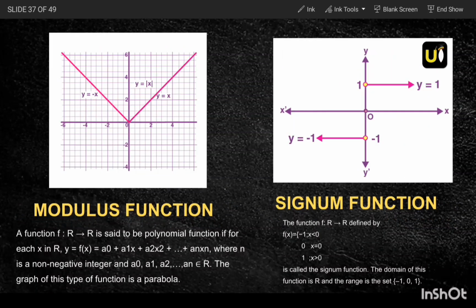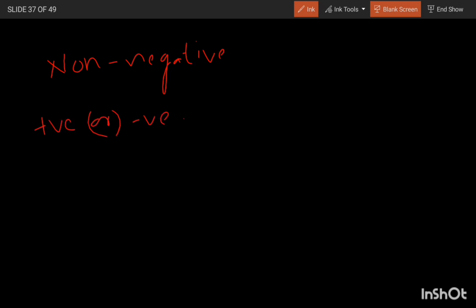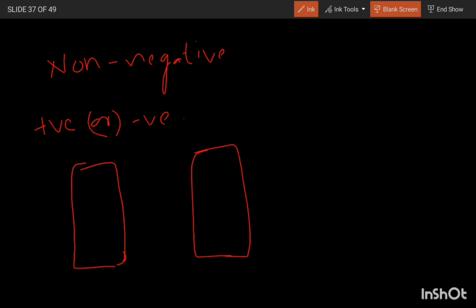Next, coming to modulus function. The definition given here is wrong. A modulus function is a function which gives a non-negative value regardless of whether the input is positive or negative. That means for an element in the domain, whether it is a positive one or a negative one, the value in the codomain is non-negative.